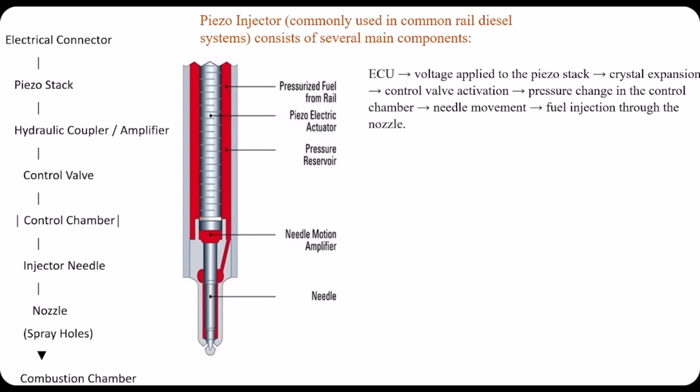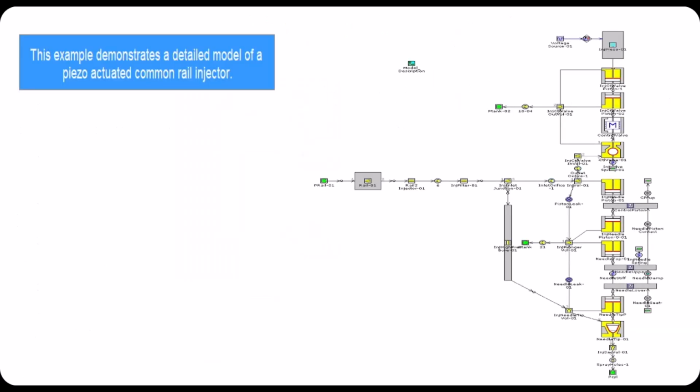An electrical connector. So, in summary, the operation sequence is ECU, voltage applied to the Piezo stack, then crystal extension, control valve activation, pressure change in the control chamber, then needle movement, and fuel injection through the nozzle. Okay.